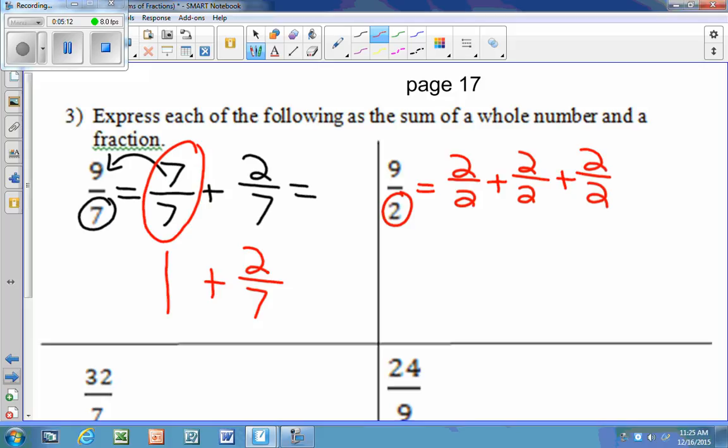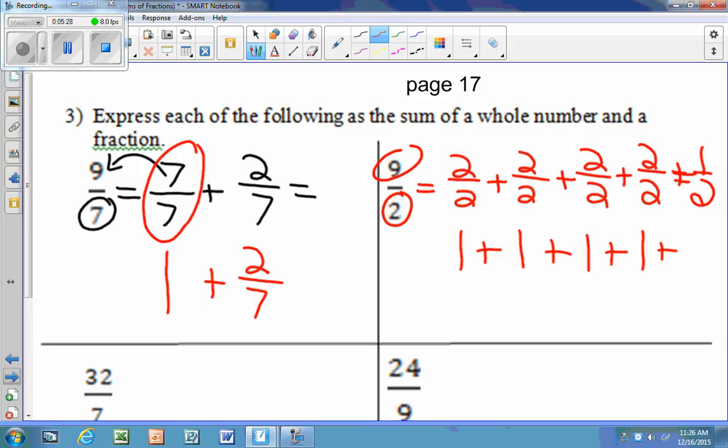Well, now I'm at 6 halves. I can do 2 more and I can get to 8 halves. And now how much from 8 to get to the 9? There is 1. 1 more half. So now I can change these into whole numbers. And I end up with 4 and 1/2.